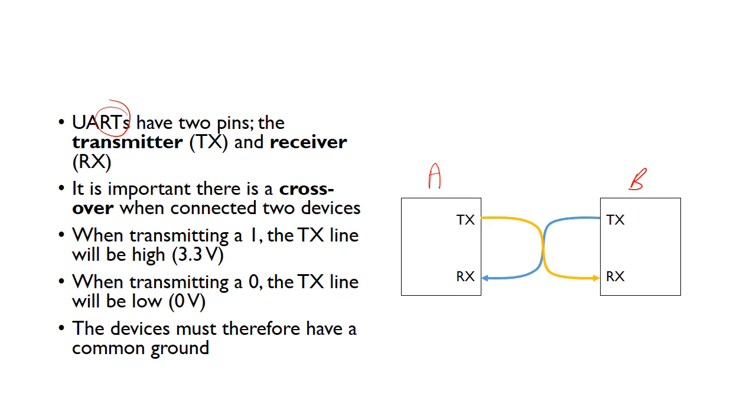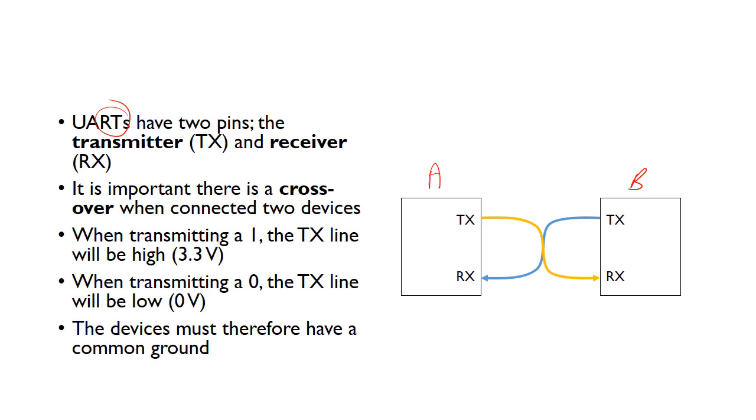Because normally when you're following a circuit schematic, pins with the same name are normally connected together. But not in the case of a UART. You need to remember to put this crossover in. When we're transmitting a 1, the transmit line, in the case of this LPC 1768, is at high, 3.3 volts. And when we transmit a 0, the TX line will be low.